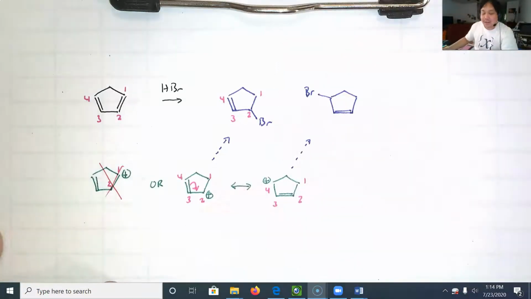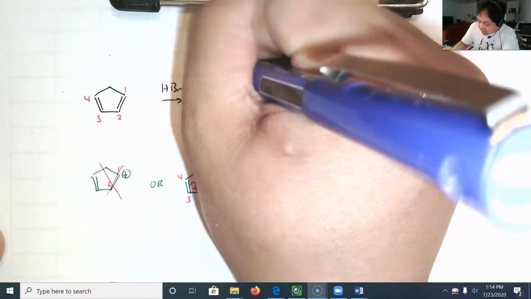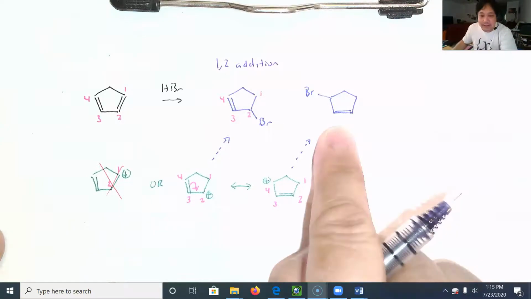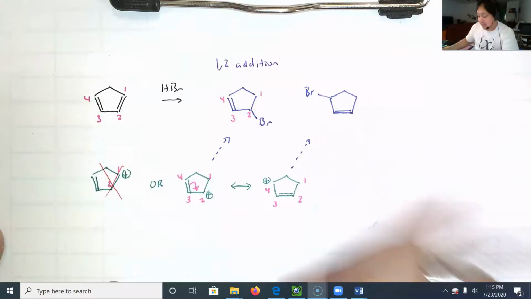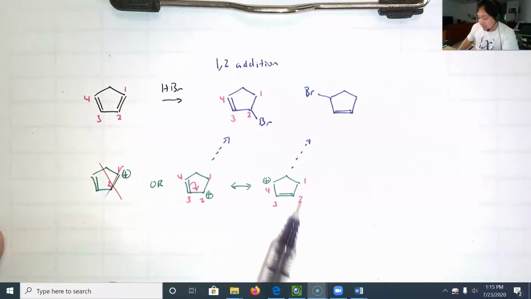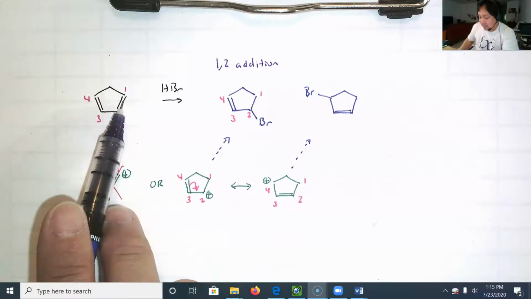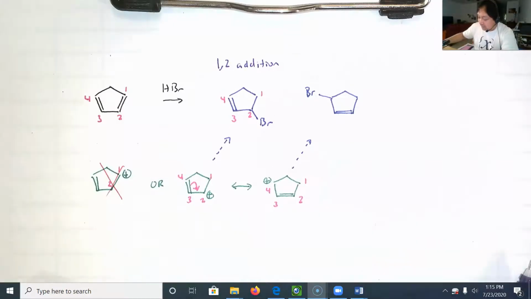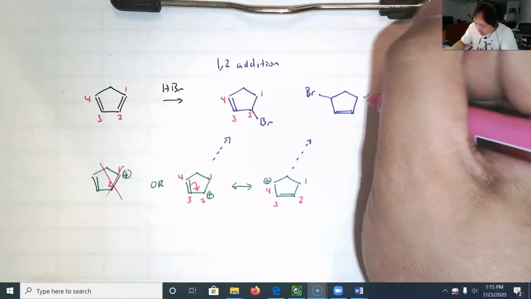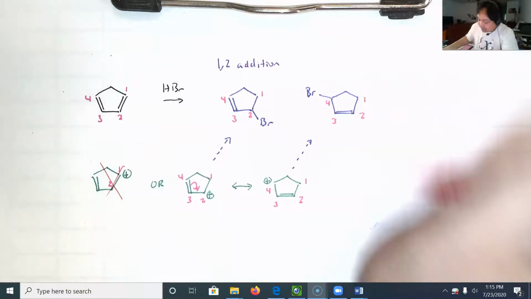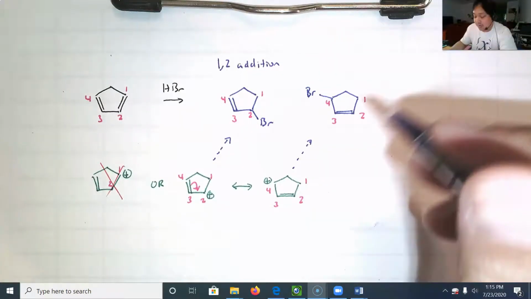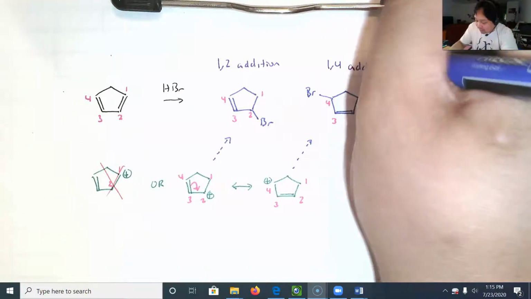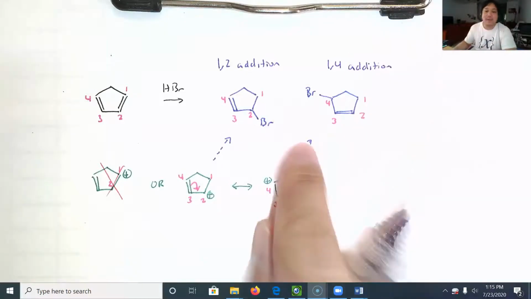I got this allylic halide by doing a 1,2 addition. I got this allylic halide by doing a 1,4. Do you see how 1 got the hydrogen originally? But now 4 gets the bromine. Let's number that. 1, 2, 3, 4. I'm going to call this the 1,4 product, or the 1,4 addition product. What do you notice about those two?